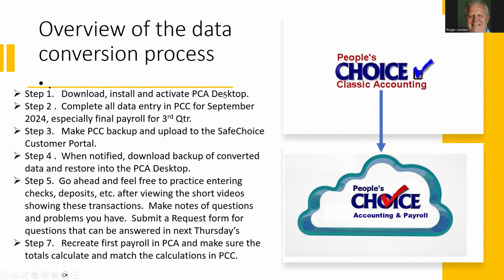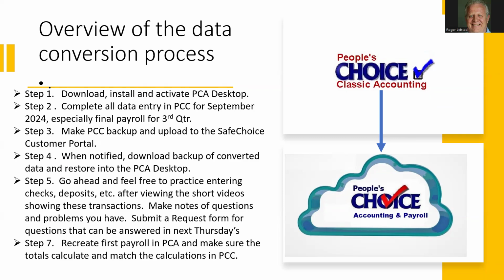So the overview of this conversion process is step 1, download, install, and activate PCA Desktop. And as I indicated in the beginning, most of you have already done that. And if you haven't, like I said, there's one person I haven't got a confirmation, but there's a submission of a request form that I think I must have skipped that page, but we'll review that again.